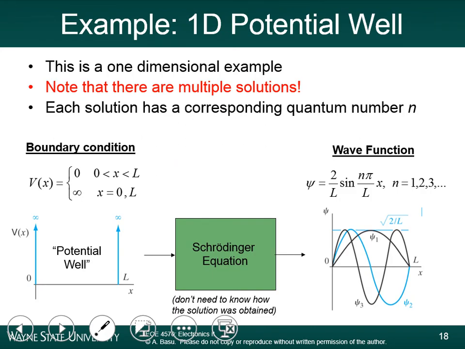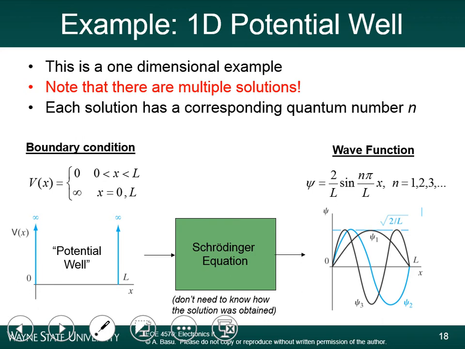One example of the solution to the Schrödinger equation is a one-dimensional potential well. So the first thing I want to note is that there are multiple solutions, and each of these solutions has a corresponding quantum number. Let's think back to your differential equations class. You can connect some of these concepts. Remember, in differential equations, depending on what order your function is, it may have more than one possible solution.